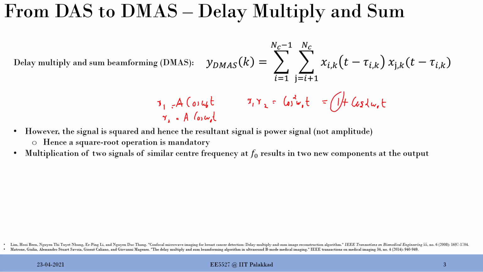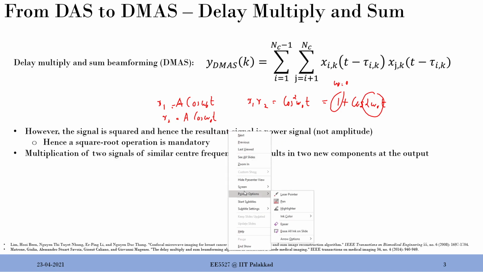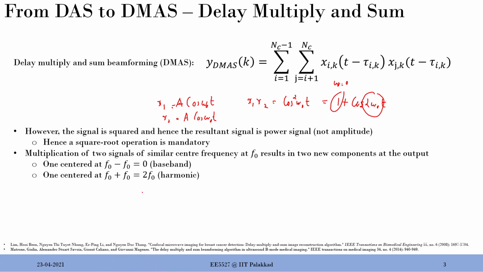So this is a baseband component at omega 0 equal to 0, and this is at 2 omega 0. So as a result of multiplication, you will have two new components in the signal. One is basically this guy, centered at f0 minus f0, 0, that is this term, baseband we call in communication terminology. And the other one is f0 plus f0, which is 2f0, which is actually corresponding to this term, which is actually the harmonic frequency. So that is very interesting. You had a signal at f0. Now after this multiplication operation, you are going to get one at 0 and one at 2f0. Oh, that is very, very interesting.